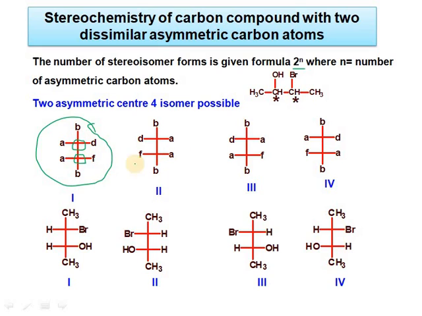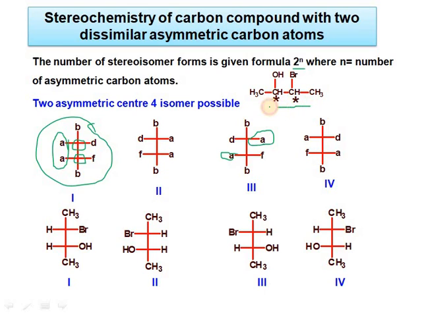These four isomers include the erythro forms, which means the two similar groups are on the same side, and its mirror image like this. Similarly, there are the threo compounds, which means two similar groups are on opposite sides, and its mirror image. So four isomers are possible.